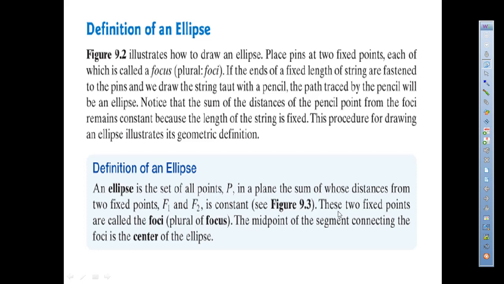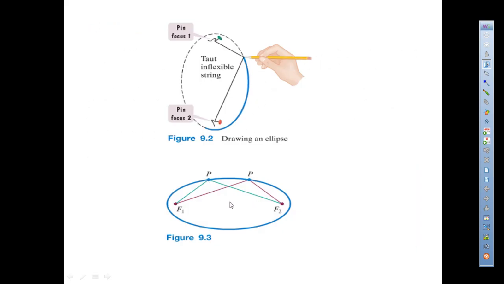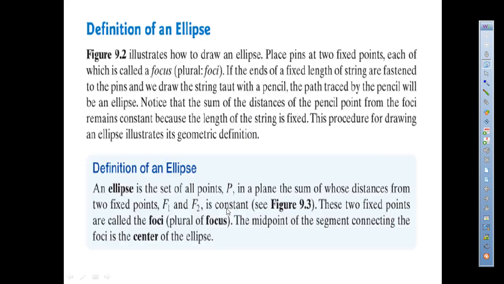Now, more to focus to make sure that you get the two fixed points inside of the ellipse, are called the foci. And that's the plural of focus. The midpoint of the segment connecting the two foci is the center of the ellipse. So if we were to go back and look at this picture right here, if we drew a line from focus 1 to focus 2 and found its midpoint, that is the center of the ellipse. And that's usually where you're going to base a construction off of.